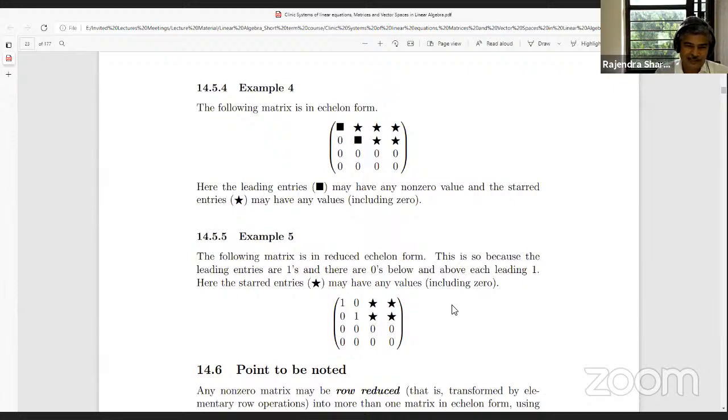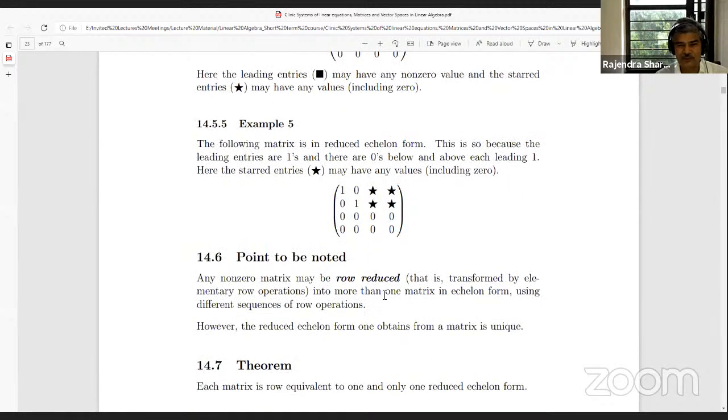The following matrix is in reduced echelon form. This is so because the leading entries are ones and there are zeros below and above each leading one. Here the starred entries may have 0 values as well.